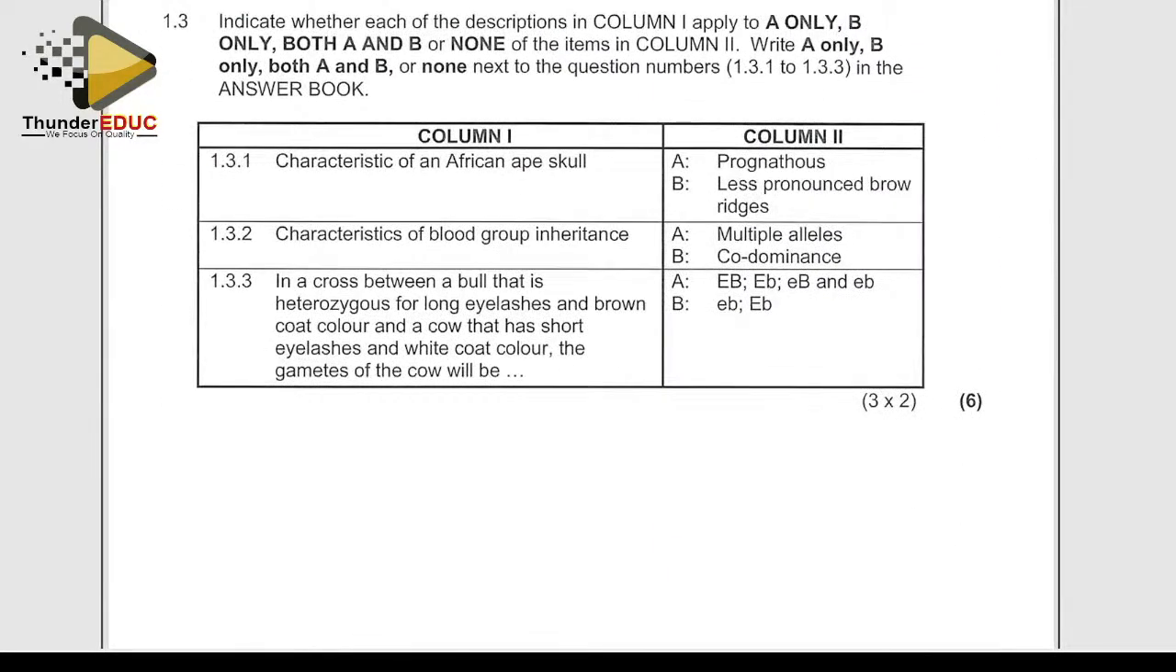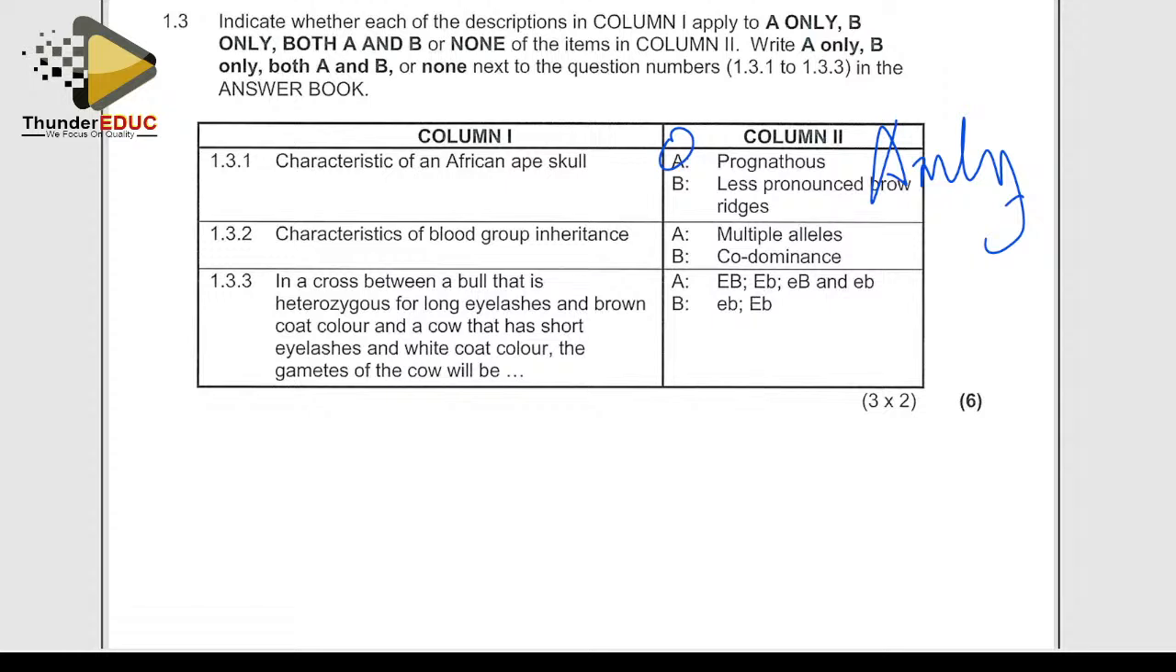Then we go to both A and B. Characteristics of African ape: prognathus. Yes, they are prognathus, they have protruding jaws. So they're saying less pronounced brow ridge. No, they have pronounced brow ridges. So the answer is A only. The word only must be there.